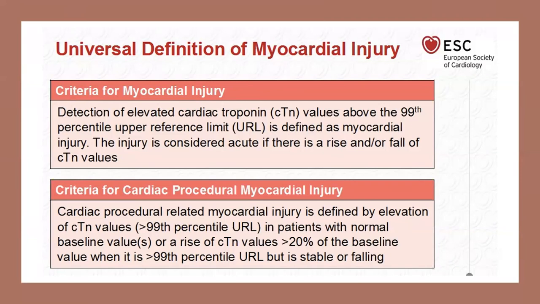And then we can have a myocardial injury from a cardiac procedure, related to the procedures that we do. That is defined as a cardiac troponin that is elevated more than the 99th percentile in patients with a normal baseline, or a rise in your troponin value of more than 20% from the baseline. This could also be more than the 99th percentile, but in a stable or falling, downward trend of the troponin level.